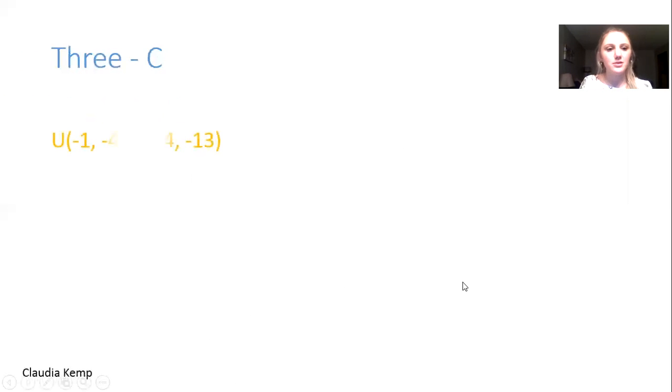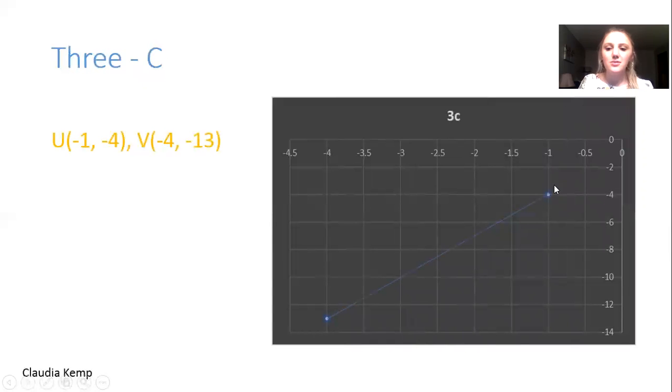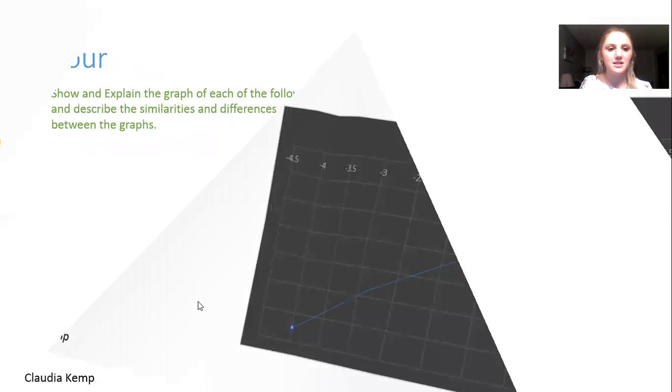Part C of number 3 has the points -1, -4, and -4, -13. Now you may have noticed there are 2 -4s, but it doesn't mean anything because 1 is in the y value and 1 is in the x, meaning we're still going to have a normal slope. So you see here we have -1, -4, -4, -13. It slopes downward to the left, upward to the right, but I would say downward to the left. But it is a considerable slope for those 2 points.